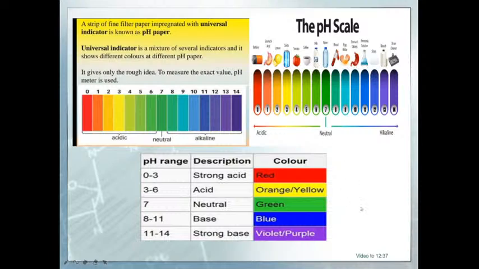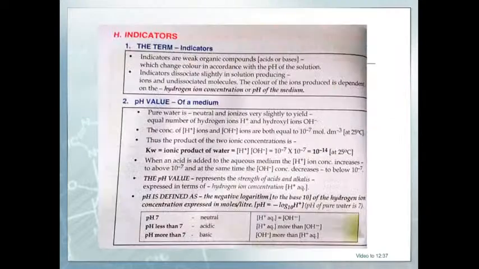Likewise, there are other substances which show different pH. So let's read from your book also. The term indicator we have already understood. Indicators are weak organic compounds which change their color in accordance with the pH of the solution. Every time, the color change depends upon the pH of that particular substance. Understood?